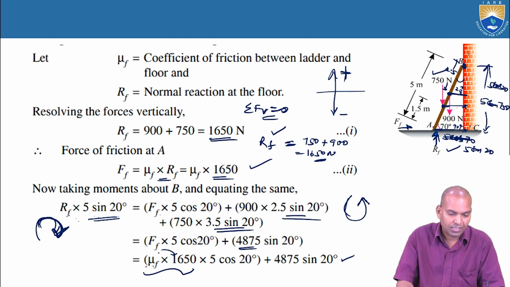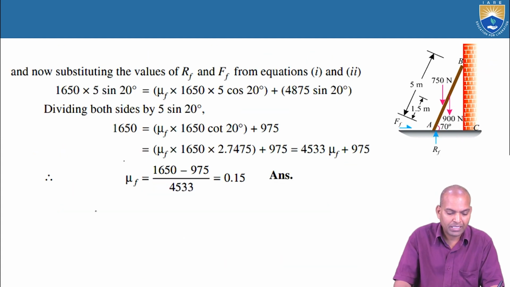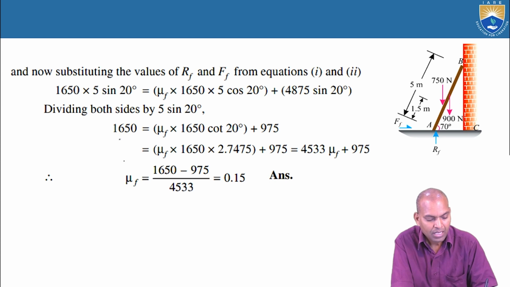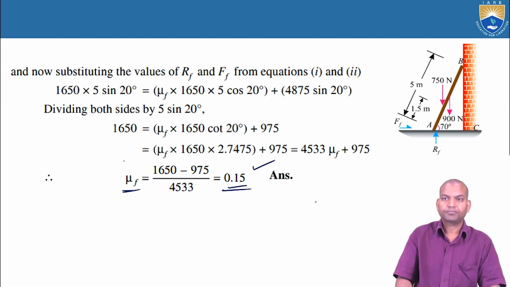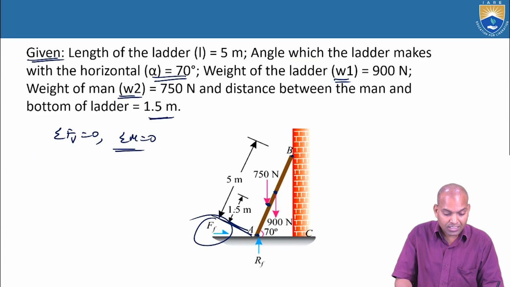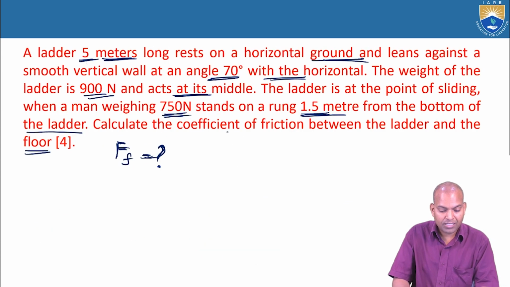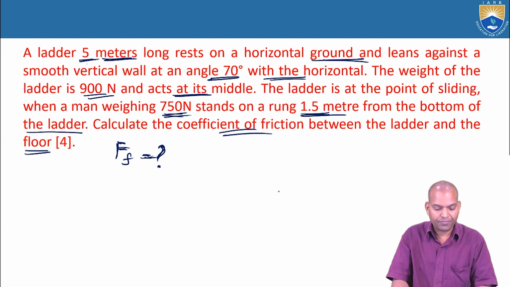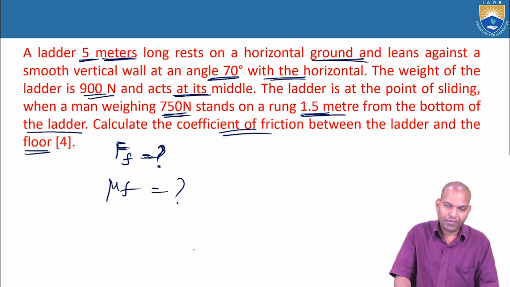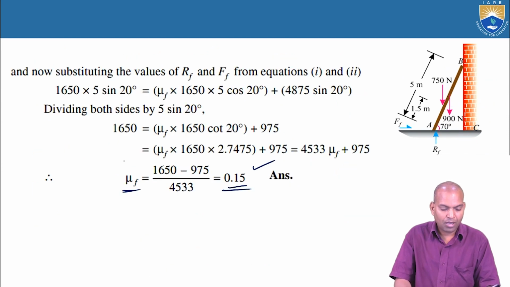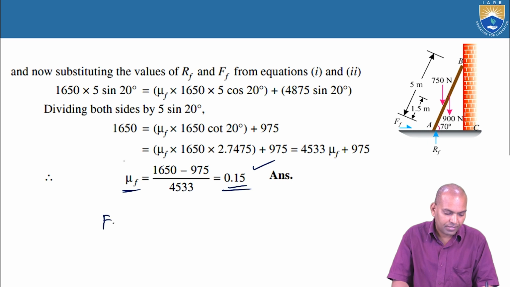What is the unknown here? The unknown, mu F, is going to be calculated from this equation. Now, what is mu F equal to? 0.15. What they ask here is to calculate the coefficient of friction. It is not FF, sorry. The coefficient of friction, that is mu F, is to be calculated. FF is also already calculated. FF equal to mu F times RF.